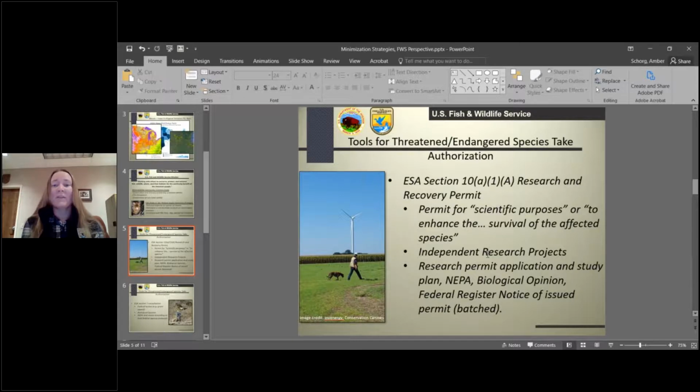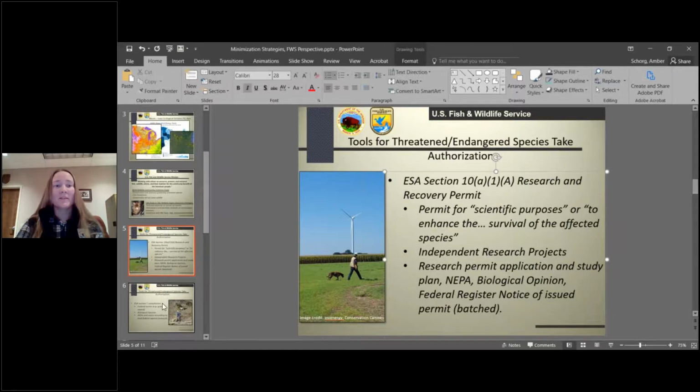This authorization mechanism involves a research permit application and a full-blown study plan. The Fish and Wildlife Service is responsible for doing the NEPA and the biological opinion, and there's also a Federal Register notice involved with that. So it seems like a lot, but hopefully these kinds of permits can be issued within a few months.